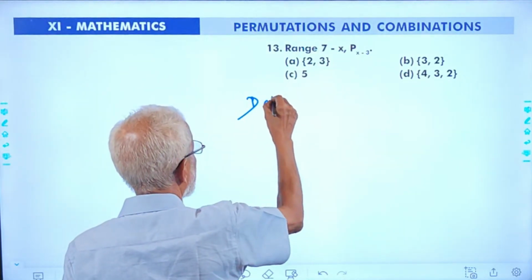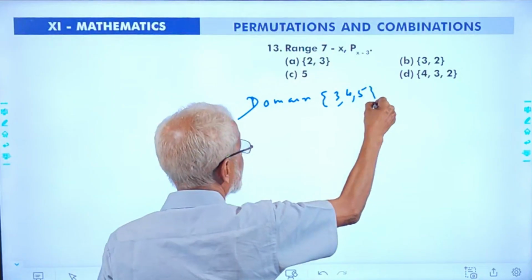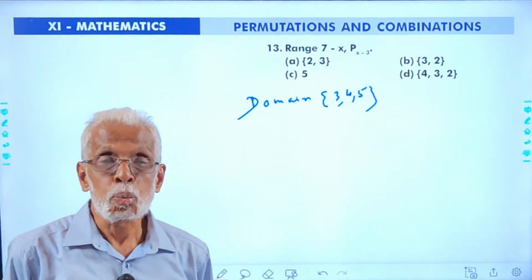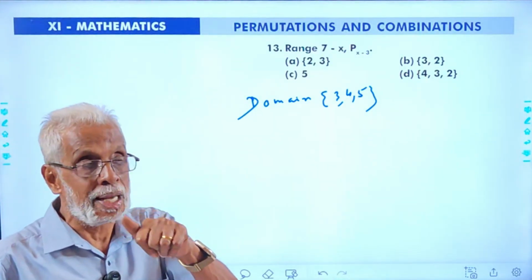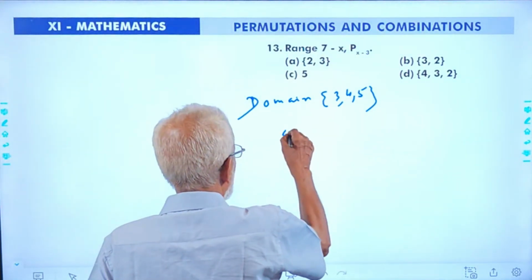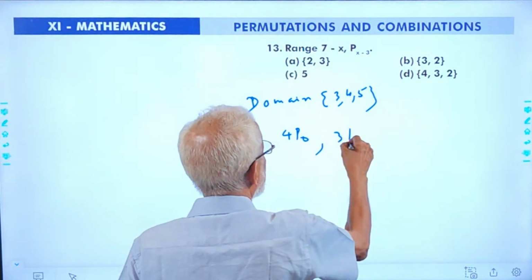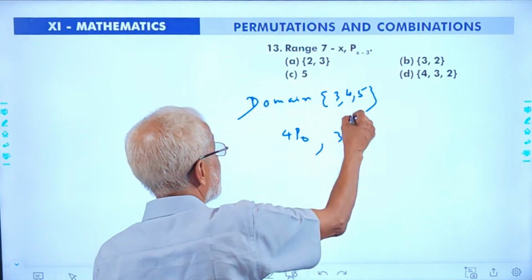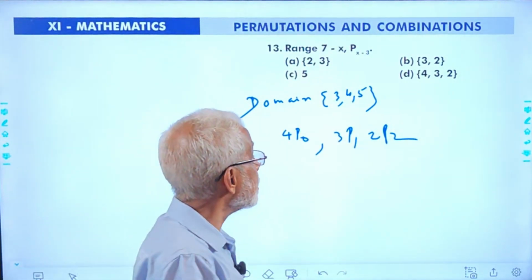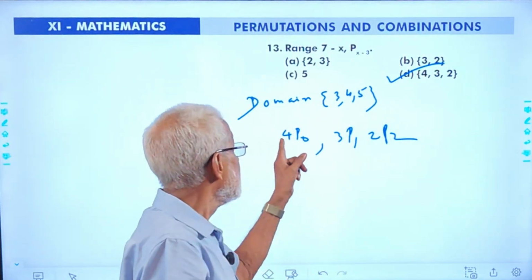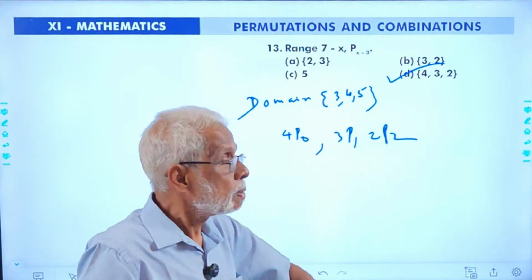As we did in the last question, the domain is 3, 4, 5. What is the range? Input values are 3, 4, 5. We have to find the output values. When x is equal to 3, we get 4p0. When x is equal to 4, we get 3p1. When x is equal to 5, 2p2. These are the range. Simplifying, we get 4p0 is 1, 3p1 is 3, 2p2 is 2. The correct choice is D choice.